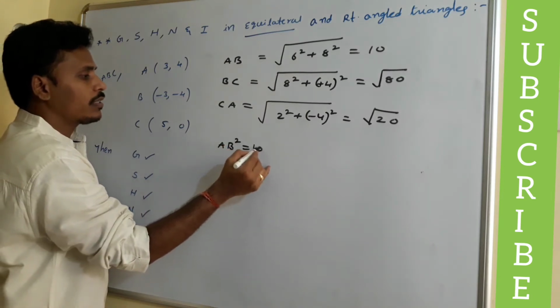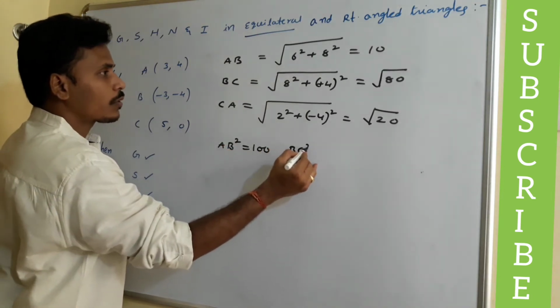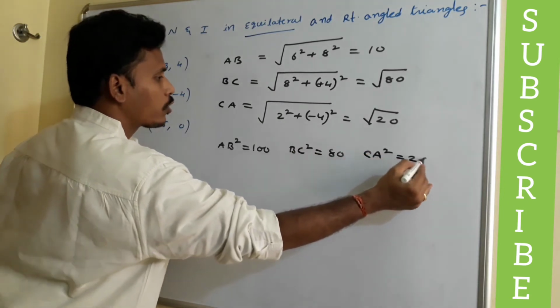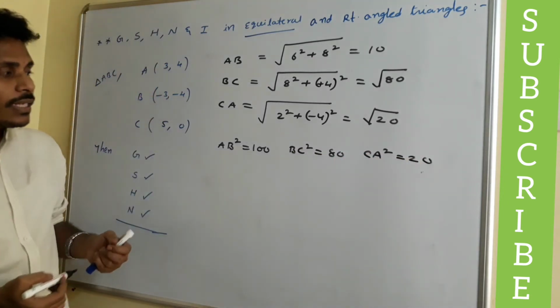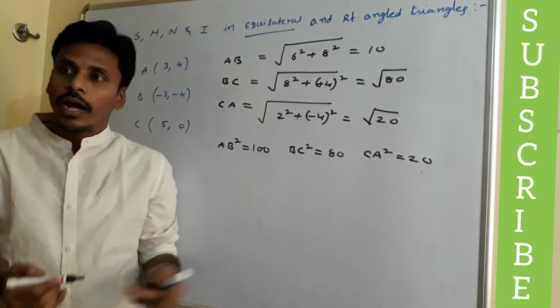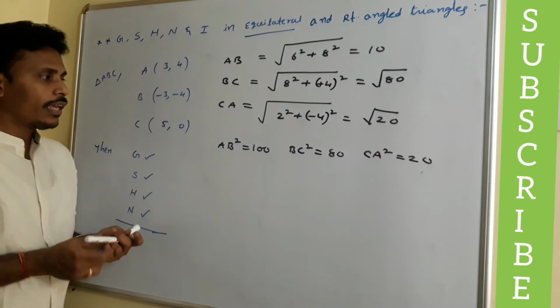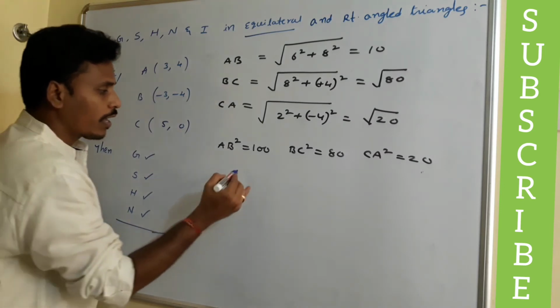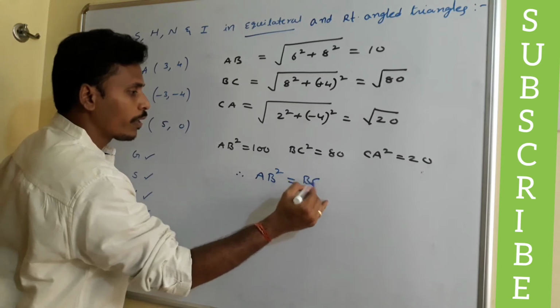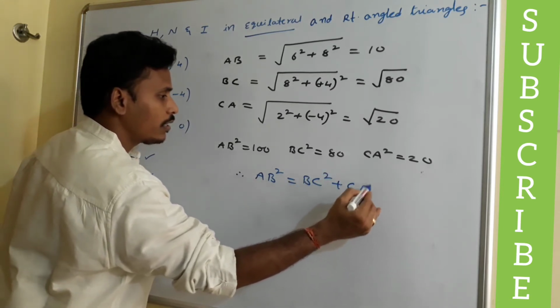AB square is equals to 100, BC square is equals to 80, as well as CA square is equals to 20. Now it is very clear that this BC square plus CA square is 80 plus 20, 100, and that is equals to AB square. So I am concluding here it is. Therefore, AB square is equals to BC square plus CA square.